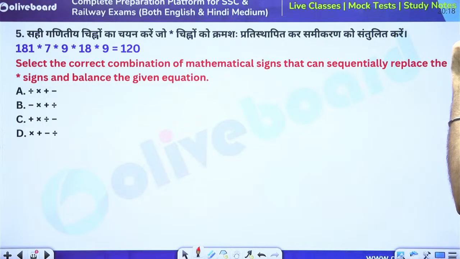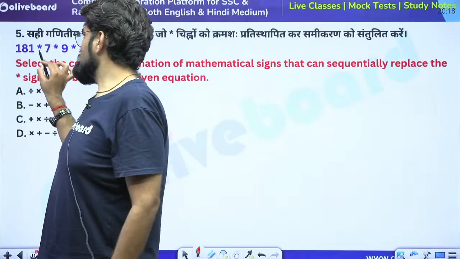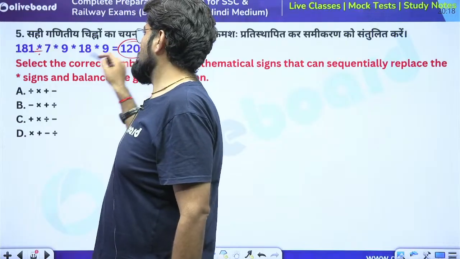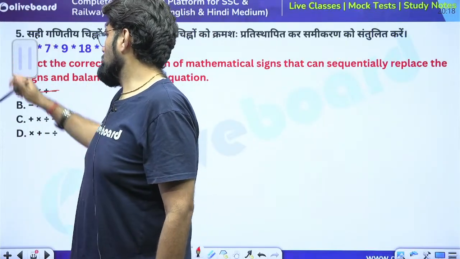Now, what signs will you put to balance the equation? The good thing is they have given you division here. So, division will help you out. See, I think you can figure out two options you can delete right away. Why? Because division is not making sense here, because your integer is an answer. 181 divided by 7 is not divisible. So this is not going to go.